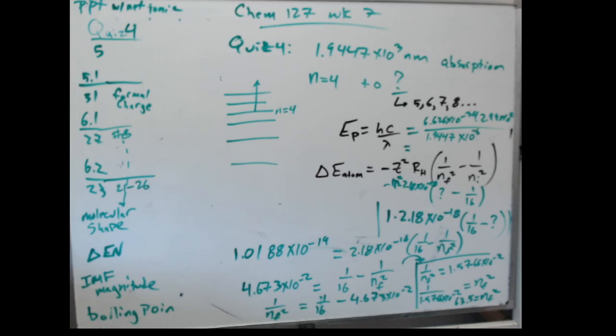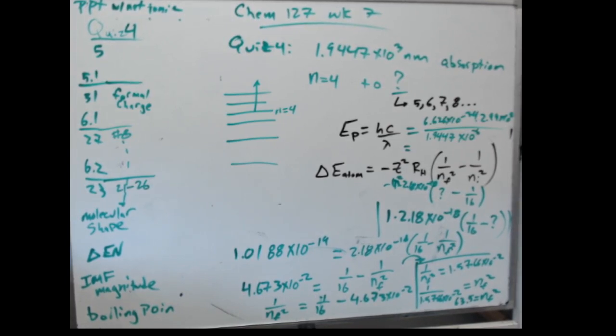Oh, I did 8. Okay. 16 inverse minus 64 inverse times 2.18 times 10 to the minus 18. What am I doing wrong here? 16 inverse minus 64 inverse times 2.18 times 10 to the negative 18. There we go, okay. And I get 1.02 times 10 to the minus 19, so a little bit of rounding, but close enough.